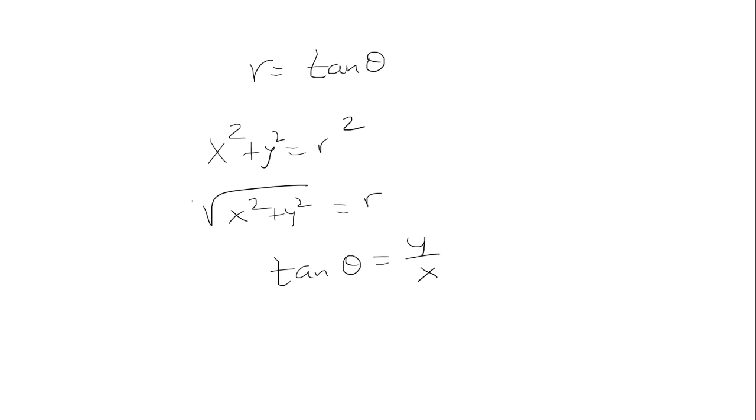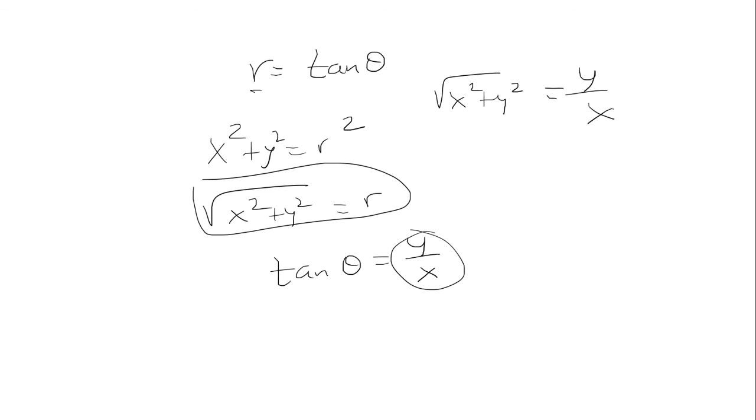So we're going to replace r with square root x squared plus y squared. So we have square root x squared plus y squared. And then tangent theta is y over x. So we'll replace that with y over x. So this is our rectangular equation.